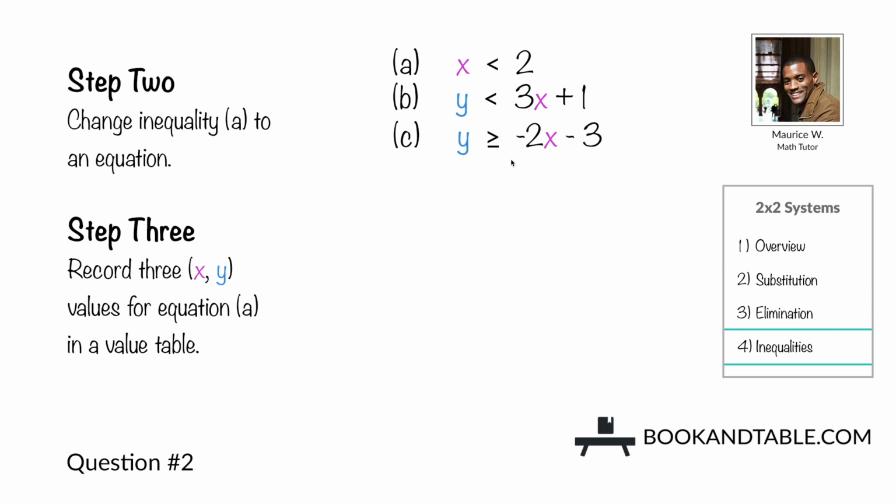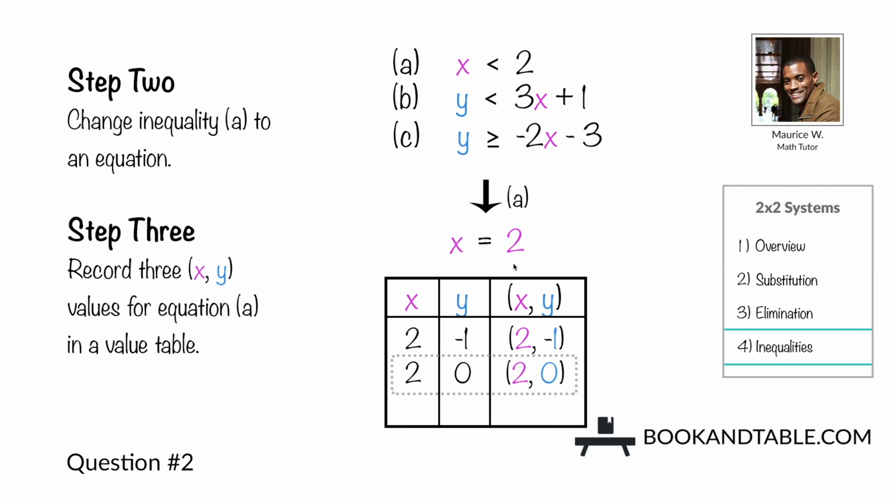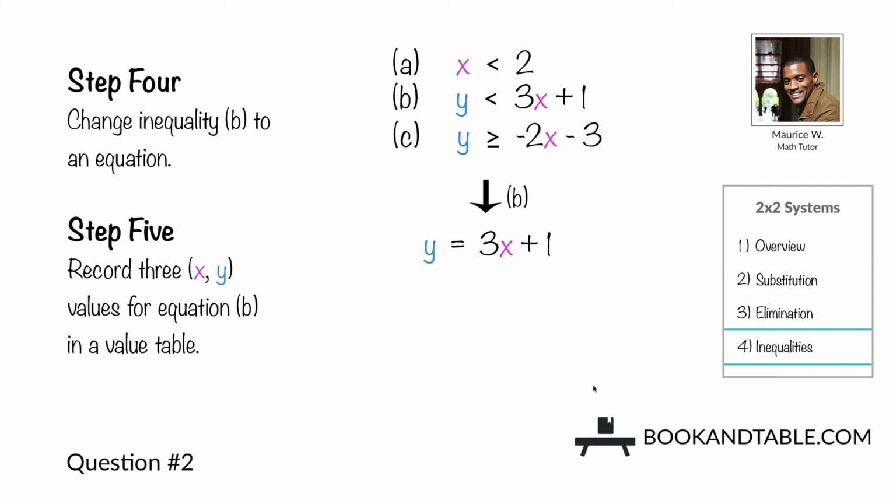And now we want to create value tables for A, B, and C. So step 2, change inequality A to an equation. And since x is always going to be equal to 2, in all 3 points in this value table, x will be equal to 2. And since it's a vertical line, we'll use negative 1, 0, and 1 for our y coordinates. So this is the value table for A. Now let's create a value table for B.